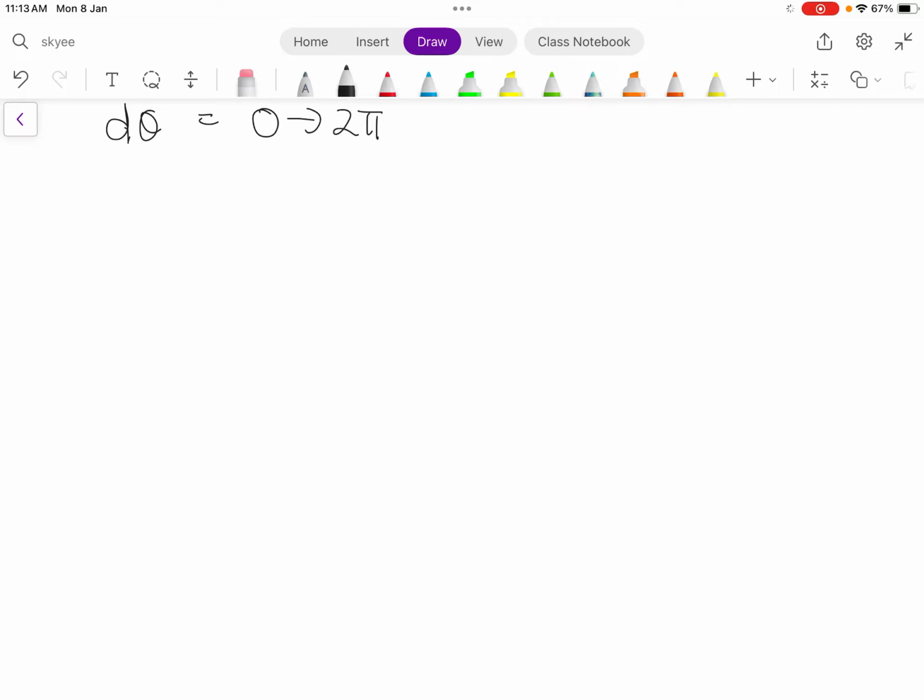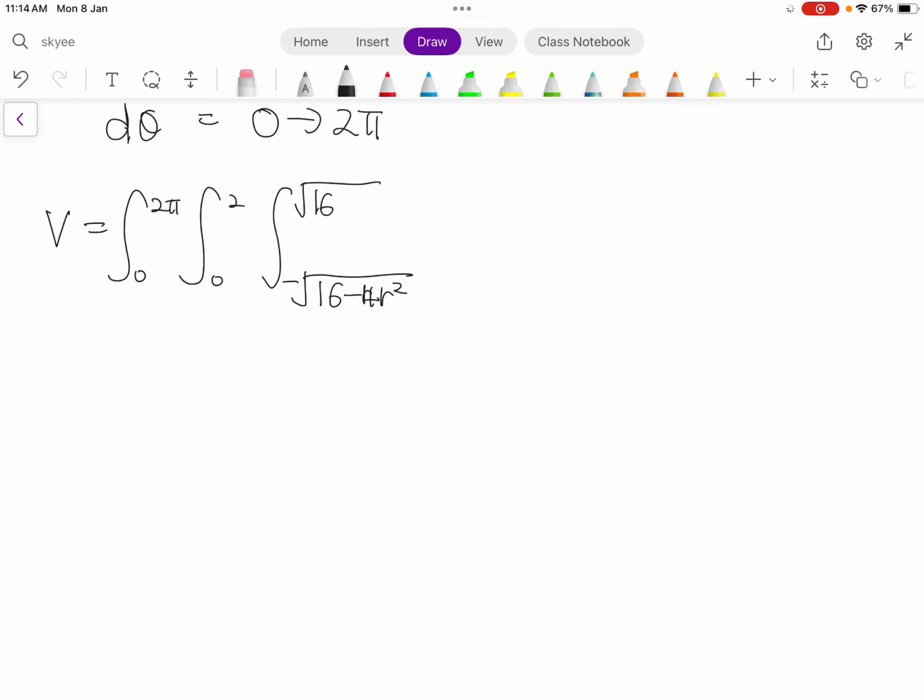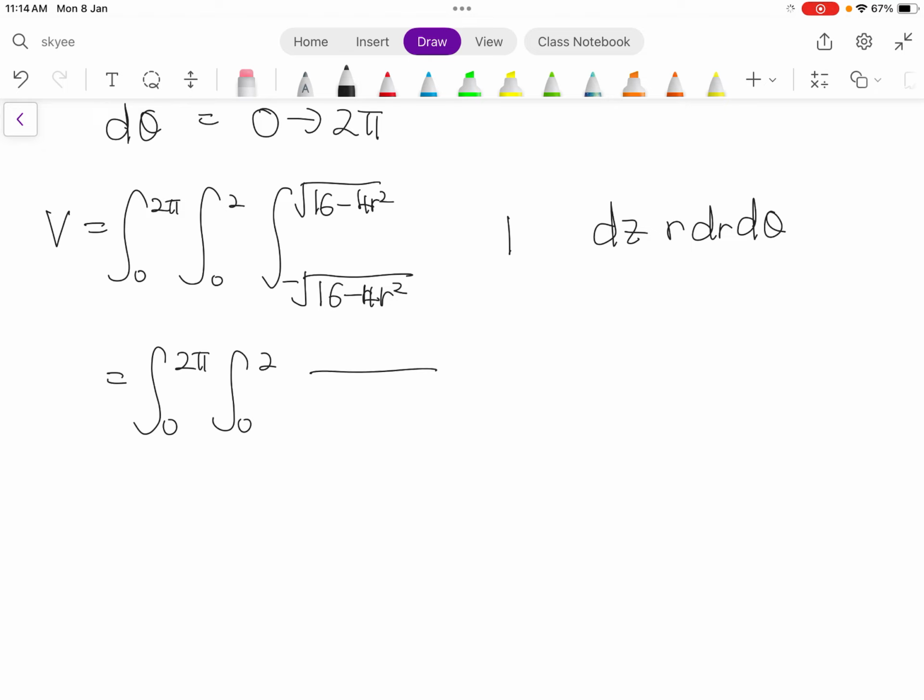So the volume will be equal to the integral from 0 to 2 pi, 0 to 2, from negative 16 minus 4r squared to 16 minus 4r squared, dz, r, dr, and d theta. This is 1, so let's do it. It will be 16 minus 4r squared minus negative, so it becomes positive, 16 minus 4r squared, r, dr, and d theta.